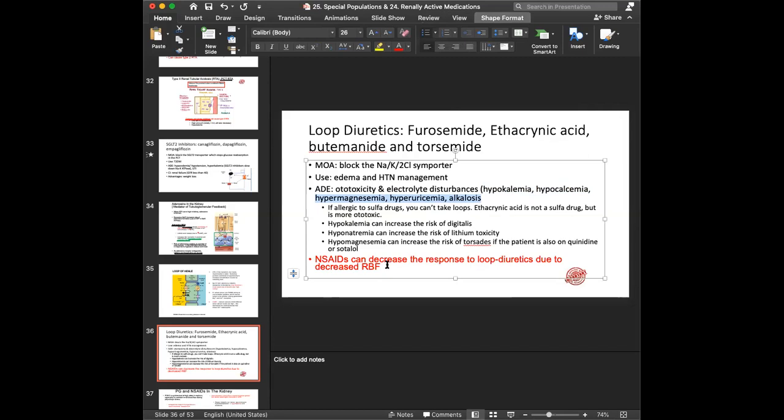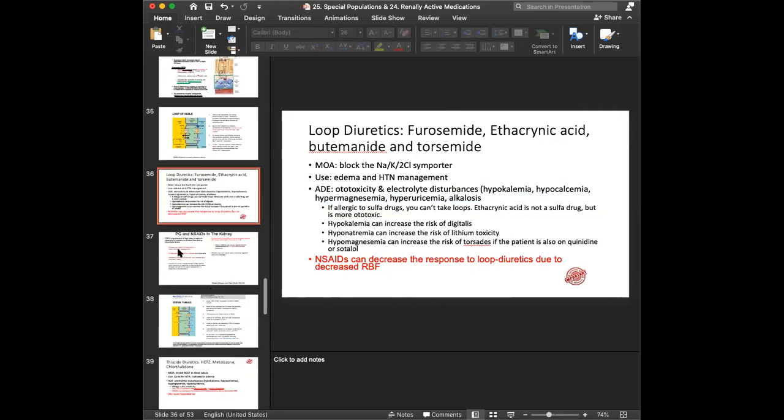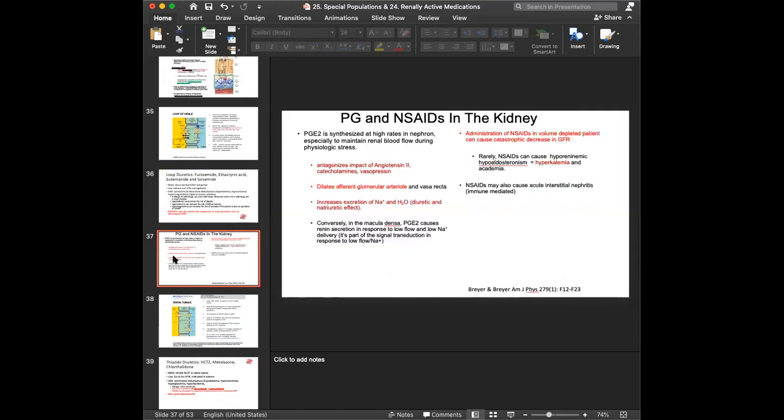NSAIDs decrease the response to loops due to that decreased renal blood flow. So you may not want to put your patient on an NSAID and a loop if you're trying to get rid of edema. It may not work as well.